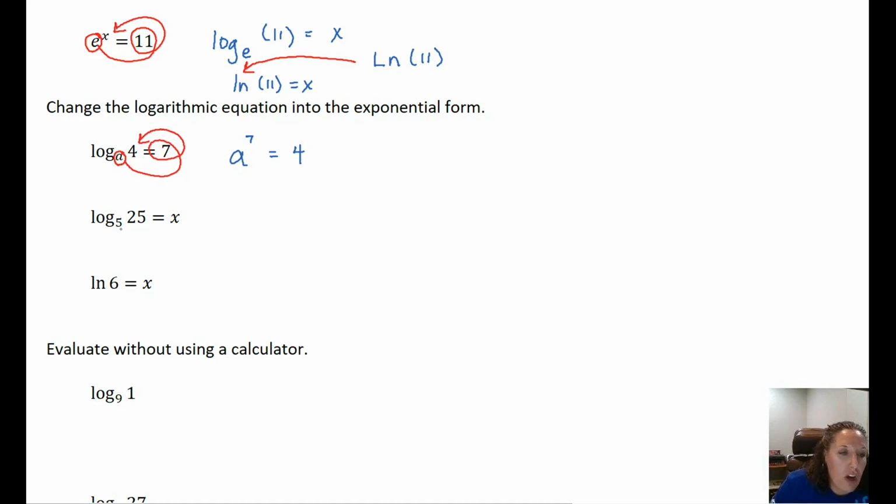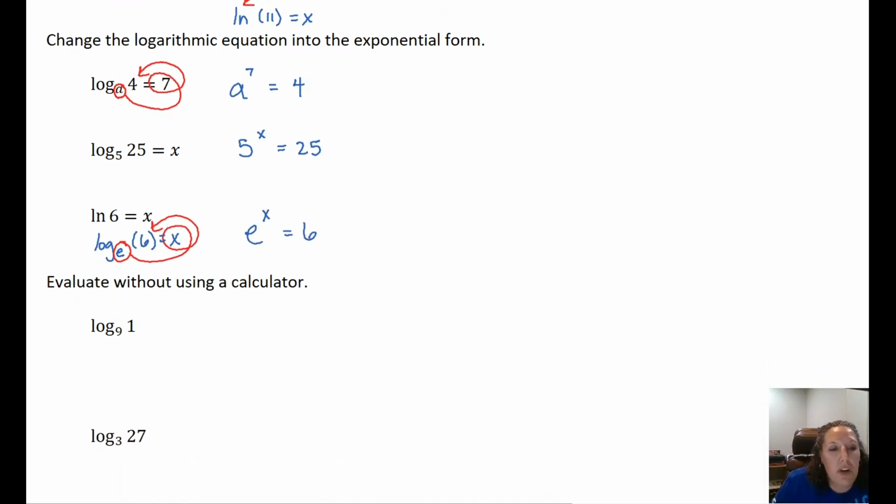Our second one, we have log base 5 of 25 equals x. So we can rewrite that as 5 raised to the x equals 25. And the natural log of 6, remember just like we saw in the last one, the natural log of 6 can be written as log base e of 6. And so if we start at our base, go across the equal sign, and circle back around, we're going to get e to the x equals 6.